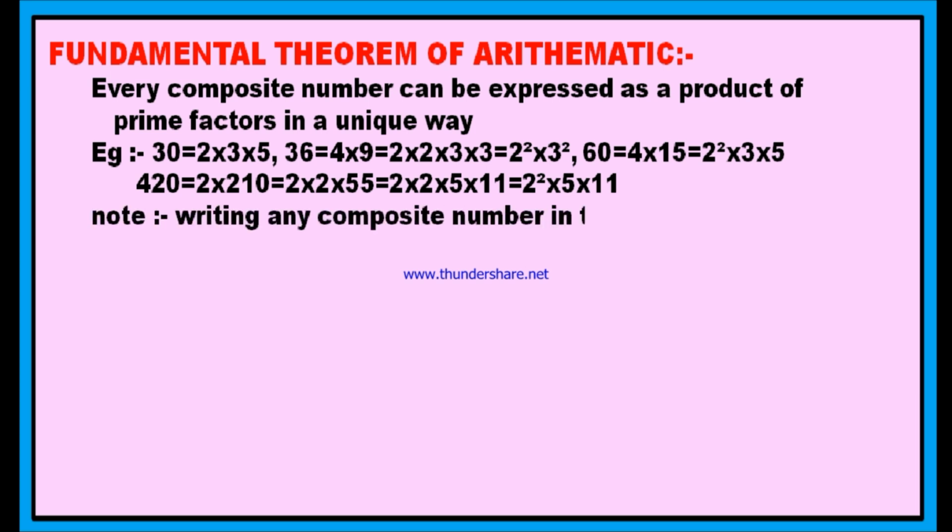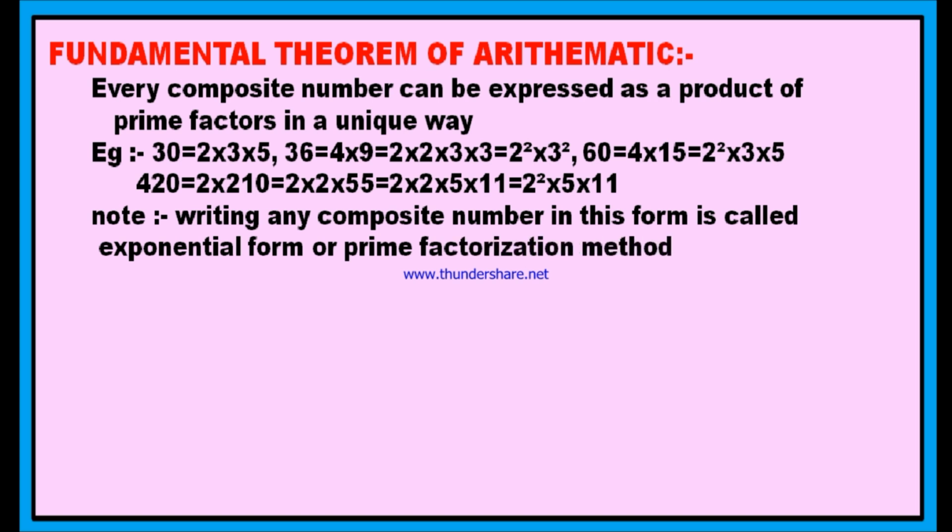Note, writing any composite number in this form is called exponential form or prime factorization method. You see, you wrote 30 as 2 into 3 into 5, and you wrote 36 as 2 square into 3 square. You wrote 60 as 2 square into 3 into 5. We wrote 420 as 2 square into 5 into 11. All these numbers can be written as the product of prime numbers. This type of writing all these numbers is called exponential form, and the method is called prime factorization method.